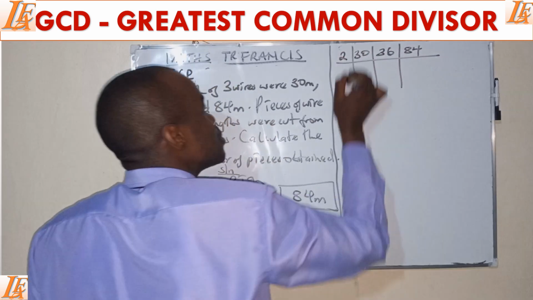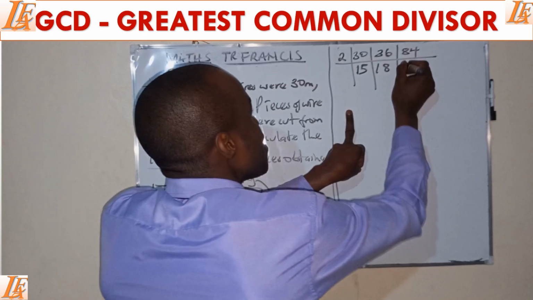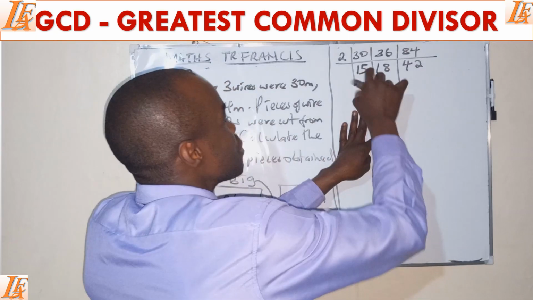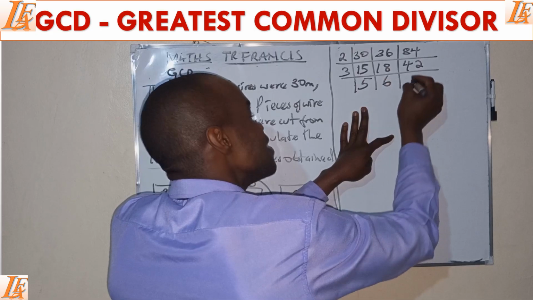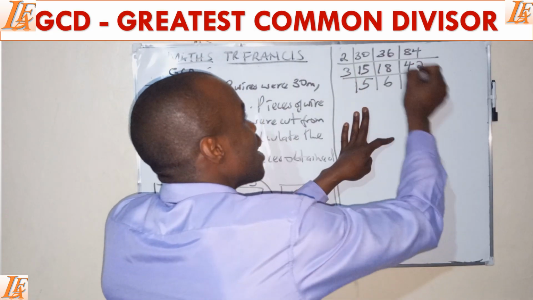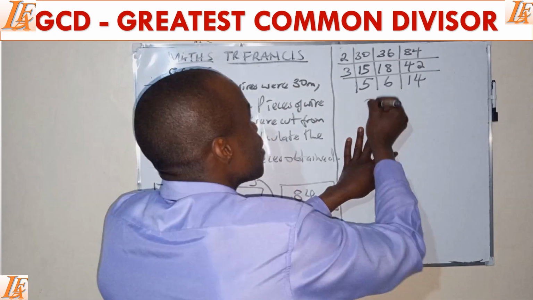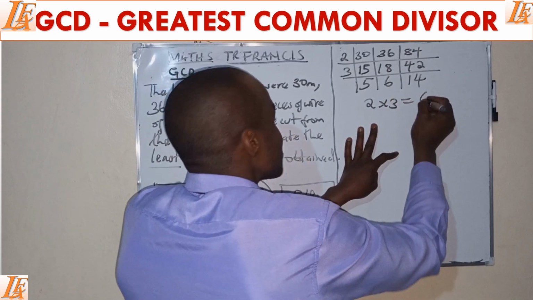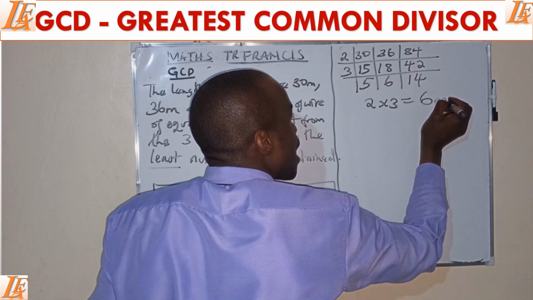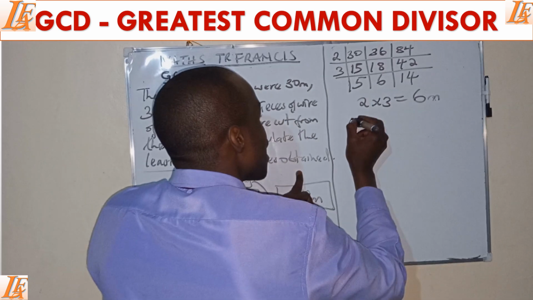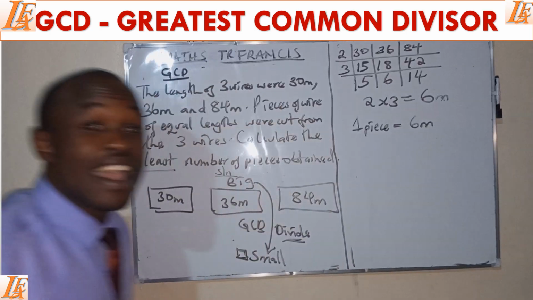So we have here 2, here 15, here 18, here 42. 2 can no longer go into 15. Let us try 3. 3 can go here. Here it is 5. This is 6. Here it is 1. Then 4. There is no other number that can divide these. So we have 2 times 3 gives us 6. Our unit of measurement was meters, so one piece has 6 meters in length.